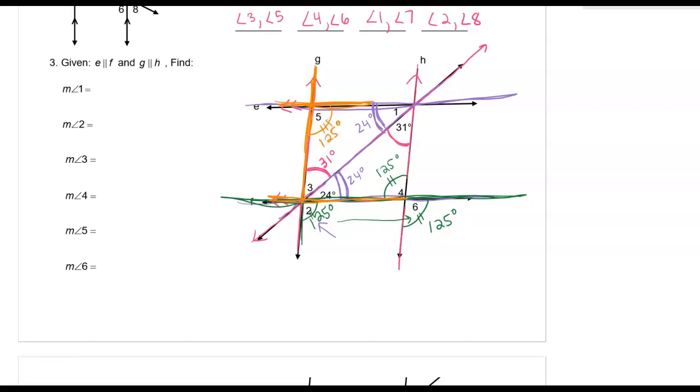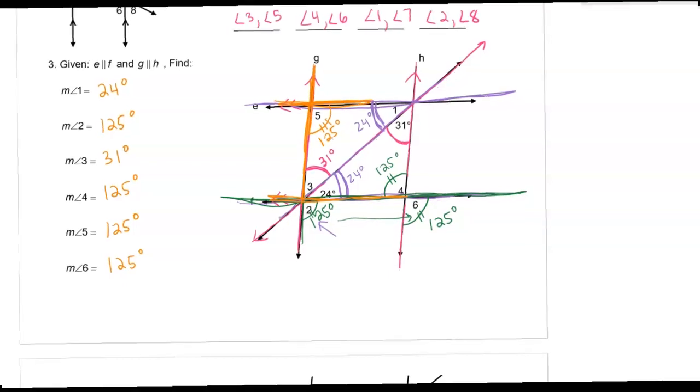You could also look at angle 5 as being a corresponding angle with angle 2. So angle 2 and angle 5 are corresponding angles. Then they will have the same measure. So angle 5 now I can write over on the left is 125 degrees. Angle 2 is 125. Angle 1 was 24. 3 was 31. 4 is 125. And 6 is 125. That one diagram allows us to practice almost all of the angle pairs that we learned about.